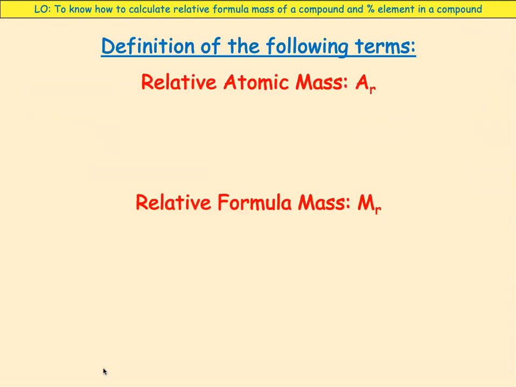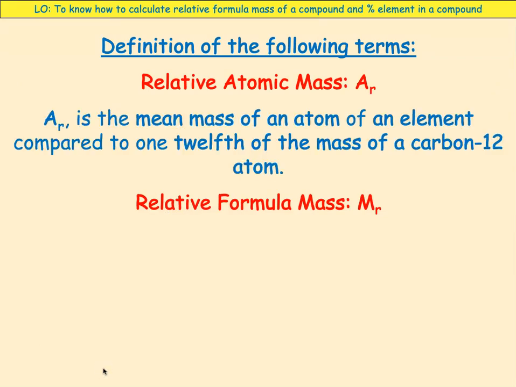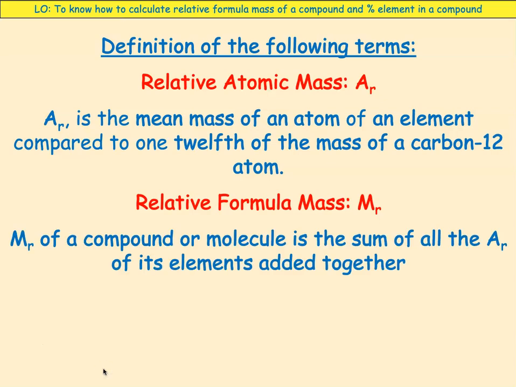Right, so the definitions of these terms, we've already met the relative atomic mass, which is the mean mass of an atom of an element compared to 1/12 of the mass of a carbon-12 atom. Today we're going to look at the relative formula mass, and that is the sum of all the relative atomic masses of the elements added together.